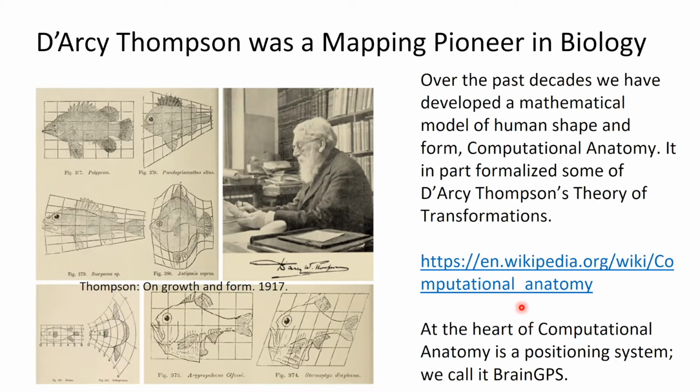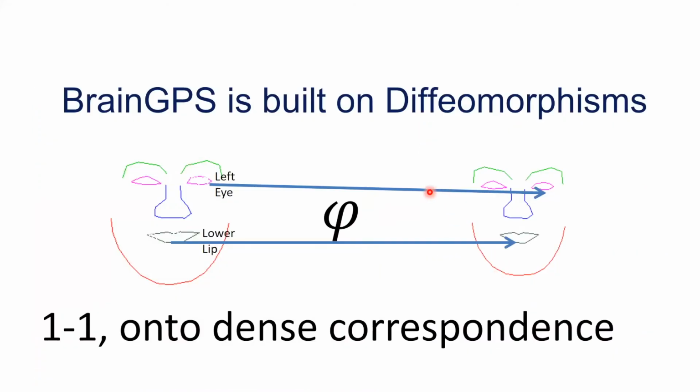At the heart of computational anatomy is a positioning system. The positioning system is built on diffeomorphisms. We can think of it like a GPS. So the diffeomorphisms give you one-to-one onto maps so that we can take every point on the left densely and move it to every point on the right. And so of course we can bind information. So if we put a label on a point on the left, we can carry it over to the point on the right. And these maps have an inverse, so they're unique if you go backwards.